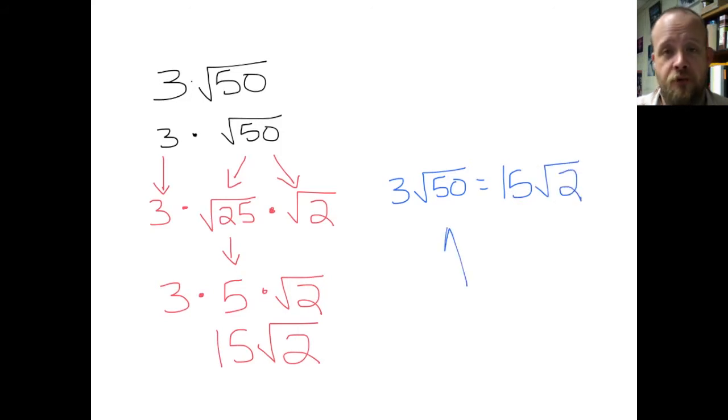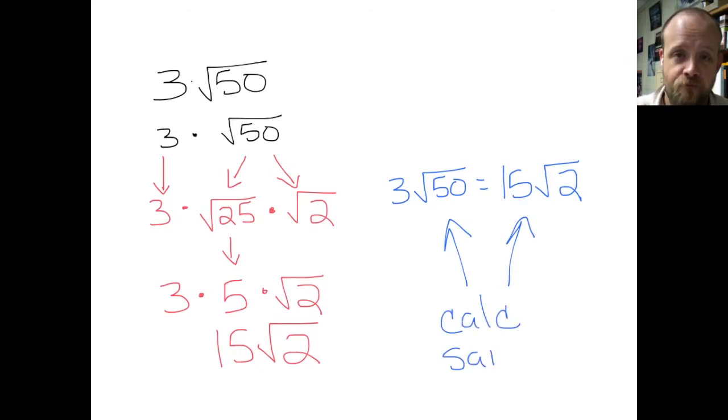If you were to plug both the left and the right side into a calculator, you'd find that they come out to the exact same value. And that's how we know that we get the correct answers when we simplify like this.